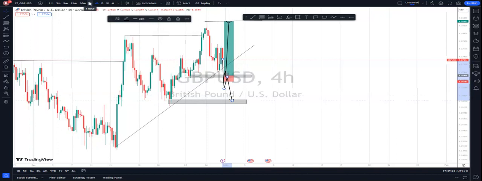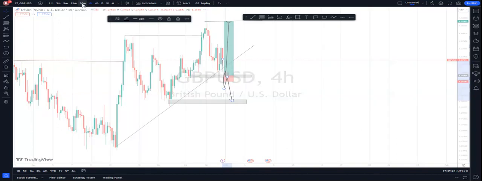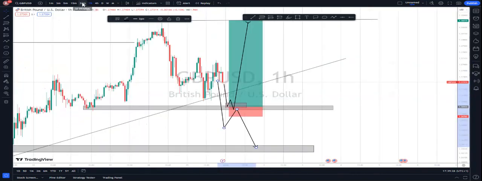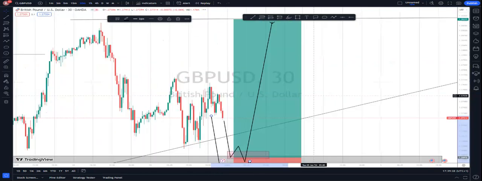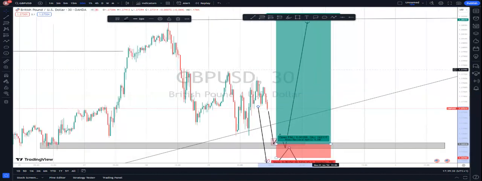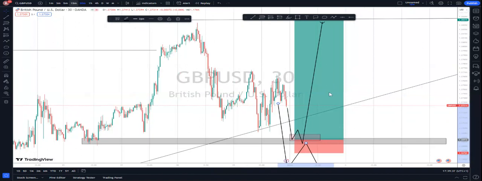Are you getting it right? Easy peasy. You can watch this video again. These are the two things that will likely happen. This is the 15-minute chart on GBPUSD. Okay, sorry, 30-minute chart. This is 15 minutes.